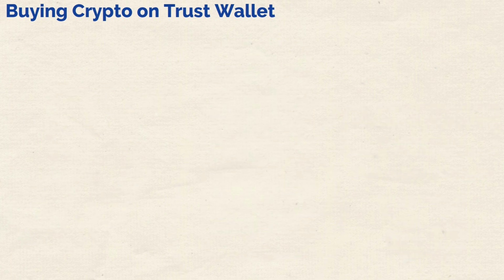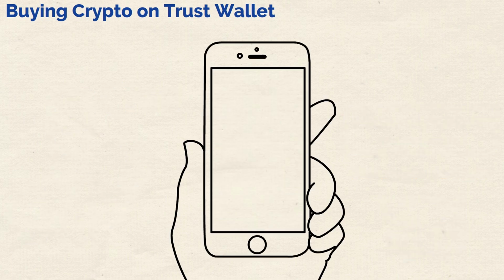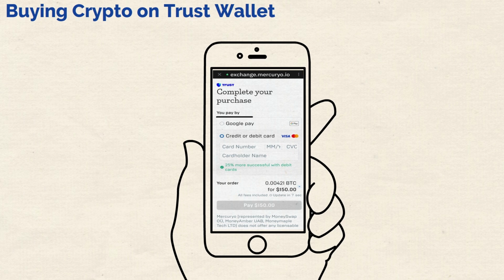Selecting this will take me to a browser window inside the Trust Wallet app. Through Mercurio, you can use either Google Pay or the classic card payment option. Since you might be more familiar with the second option, I'll go with the card payment.